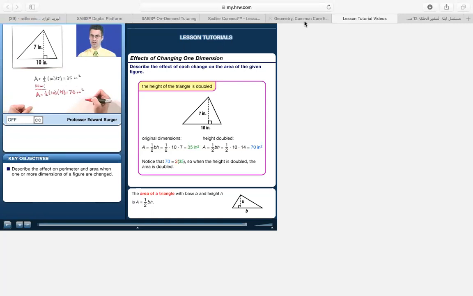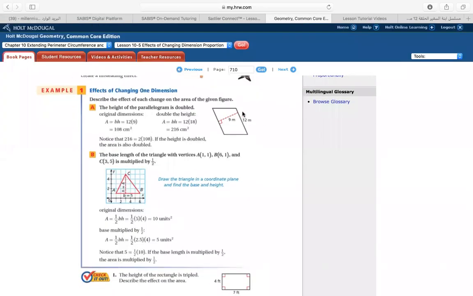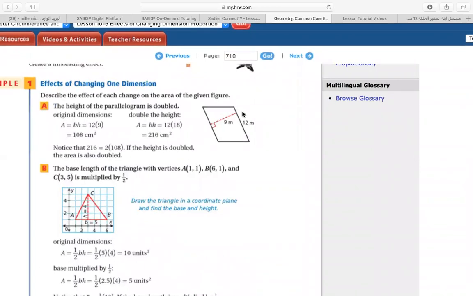Let's go back to our book. Here I have another example. Watch my cursor here. Describe the effect of each change on the area of the given figure. The height of the parallelogram is doubled. What is the area of the parallelogram? Area is base multiplied by height. The base here is 12 and the height here is 9.